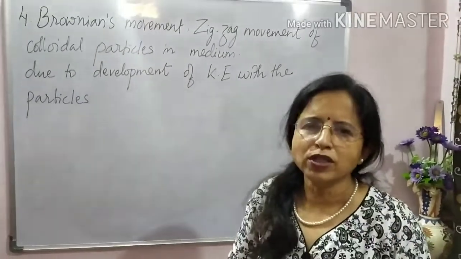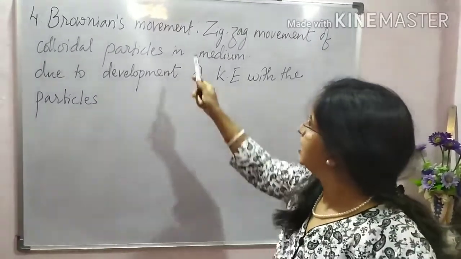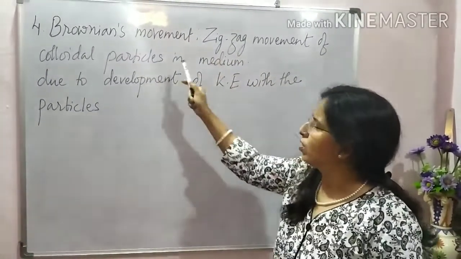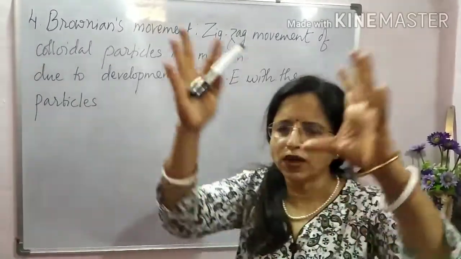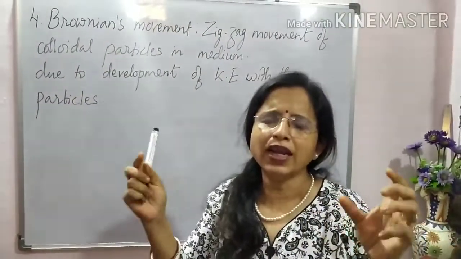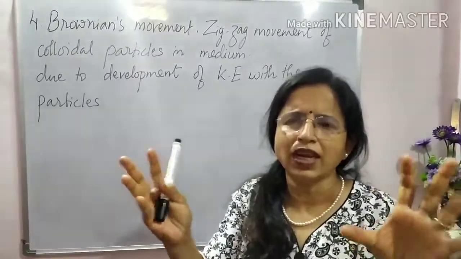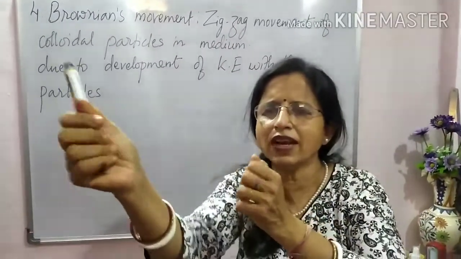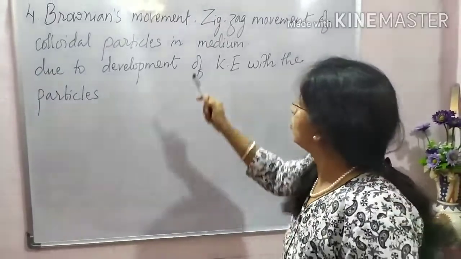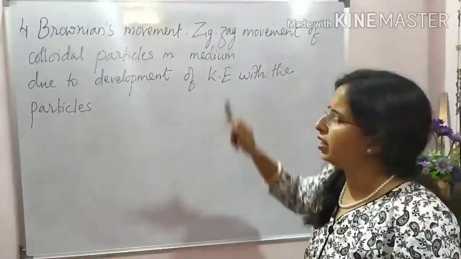So the fourth property of colloids: Brownian movement. It is the zigzag movement of the colloidal particle in its medium. The particles are dispersed in the medium and they continuously go on moving, collide with each other, change direction and move. That movement we call Brownian movement.